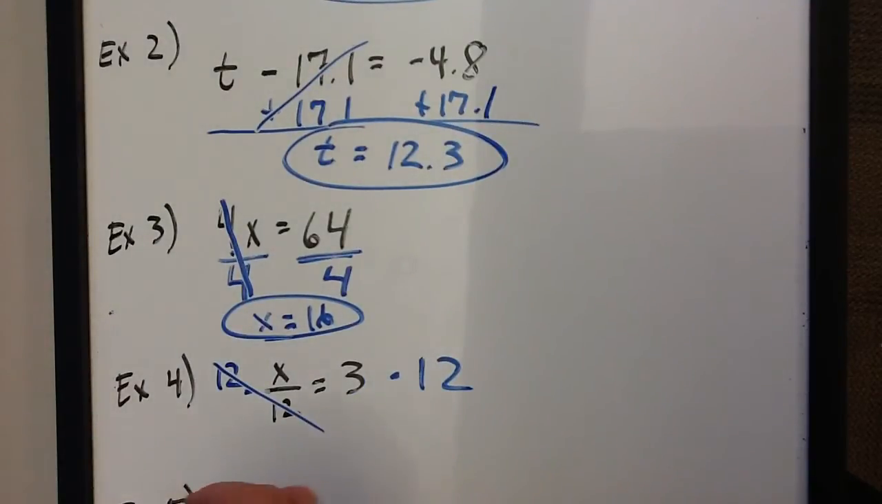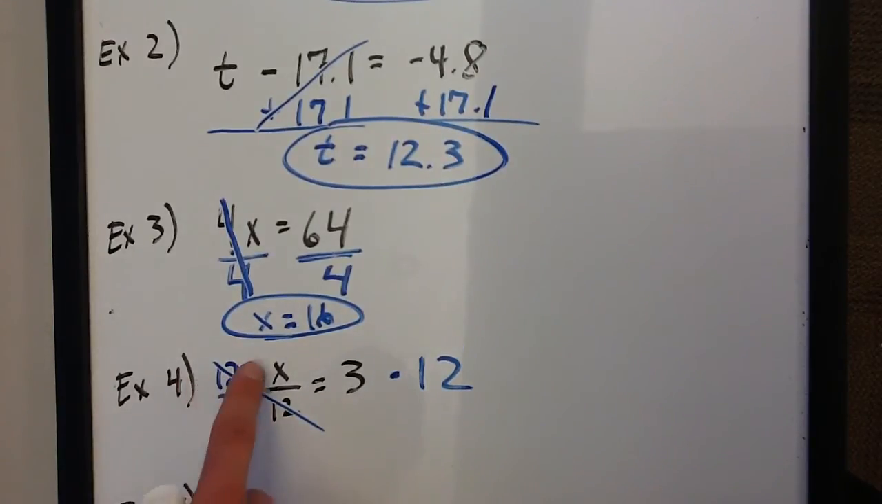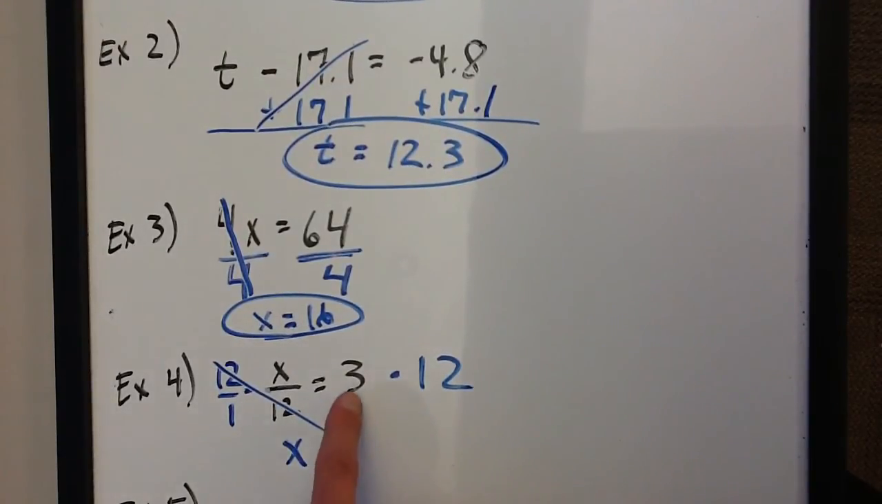12, I could put 12 over 1. That's the same thing as 12. If I have 12 over 1, I can cross simplify those. 12 over 12 is 1, right? So I'm left with 1 times x, which is just x. That's what I have on the left side. On the right side, I have 3 times 12, which is 36.